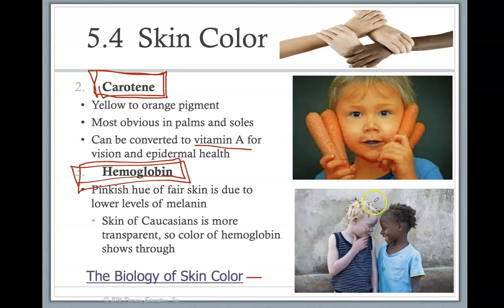But here, this is an individual that has albinism. You can see now that pinkish hue, and you'll really see that in individuals that have albinism, which we're going to talk about, the lack of pigment production, right? So because we're not producing any melanin, you really see that hemoglobin underneath the skin, that pinkish coloration.